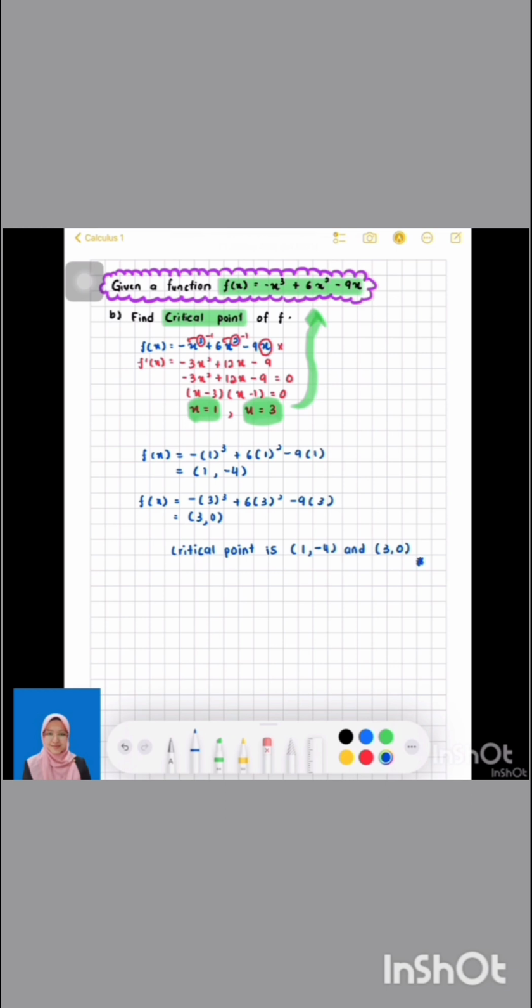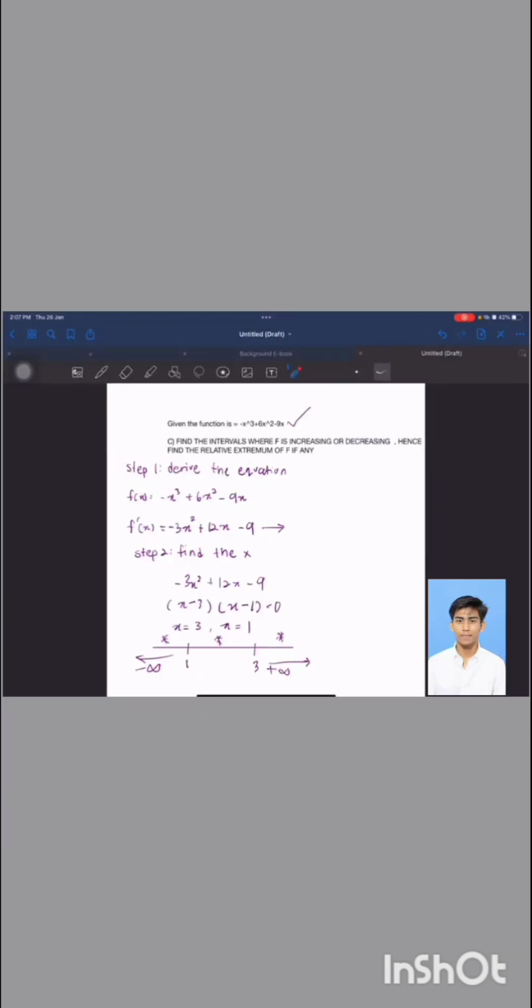Thank you. Okay, Bismillahirrahmanirrahim. My name is Zafran. So here, I will be explaining about this question. Find the interval where f is increasing or decreasing. Hence, find the extremum. Means we need to find maximum point and minimum point of f, if any. Okay, so first, the first step is to derive the equation. You derive from the main equation, the function, then you get this. Then you need to find x. How do you find x? You need to use the quadratic equation.